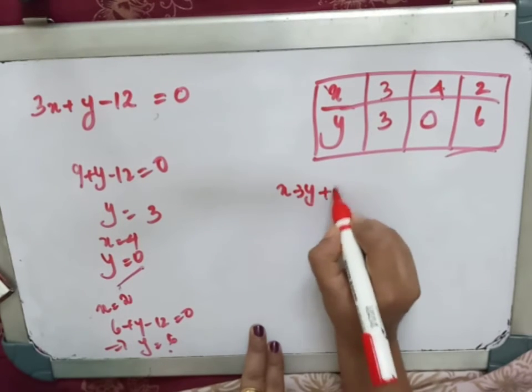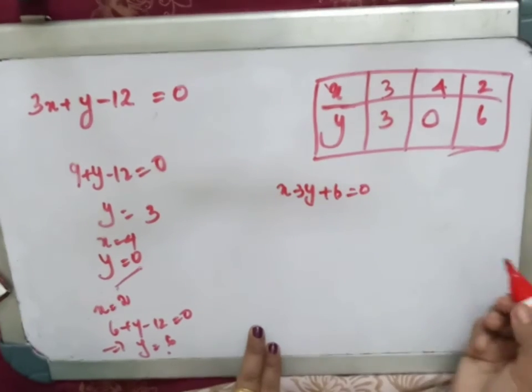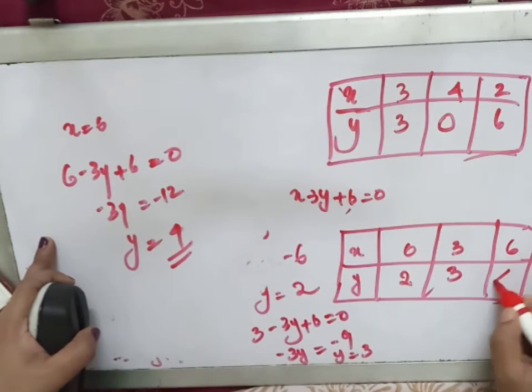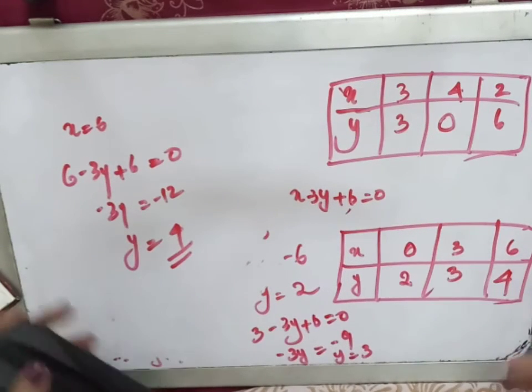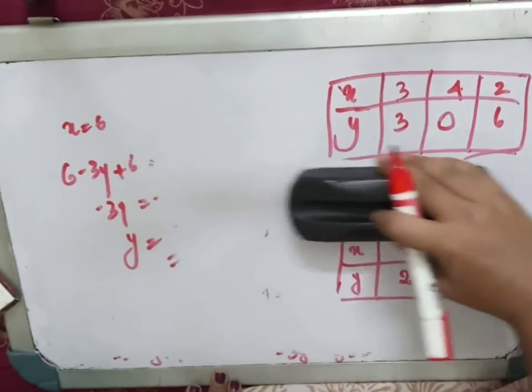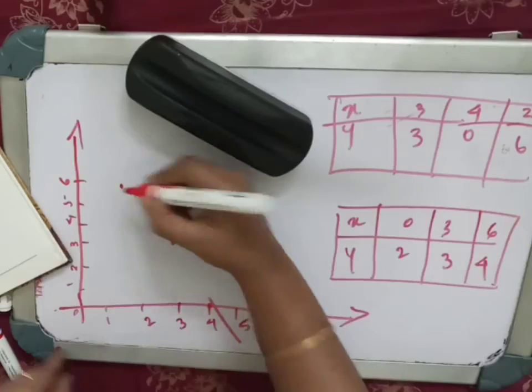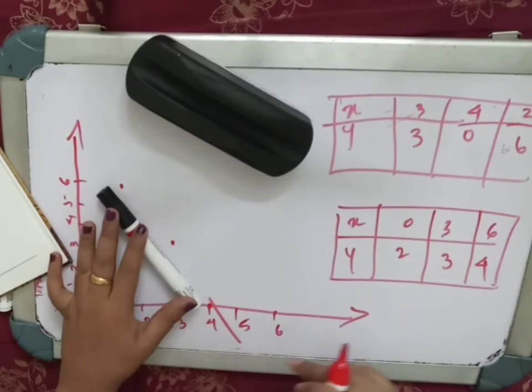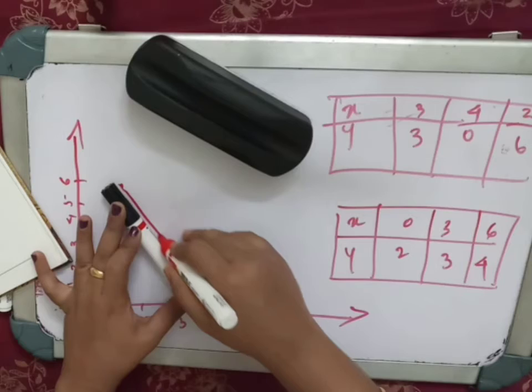Now let us consider the second equation, x minus 3y plus 6 is equal to 0. So let us substitute values. So these are the values obtained. So now let us plot. So this is our first equation. So let us plot the first equation.